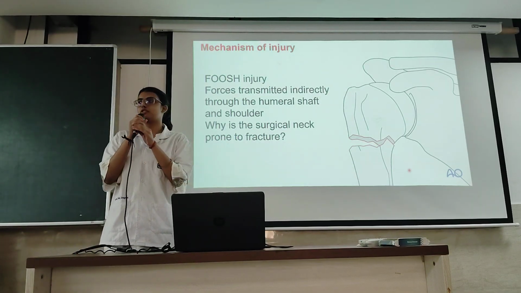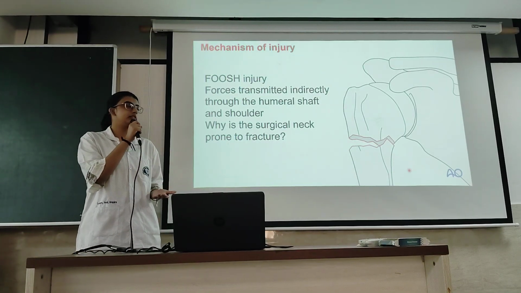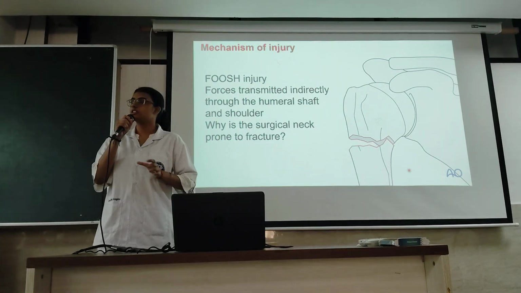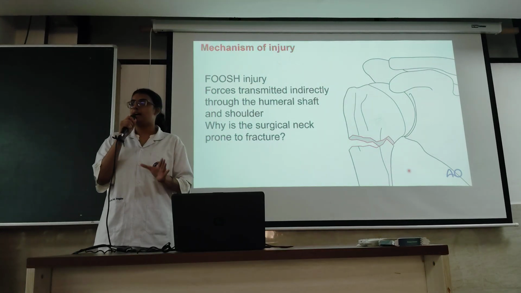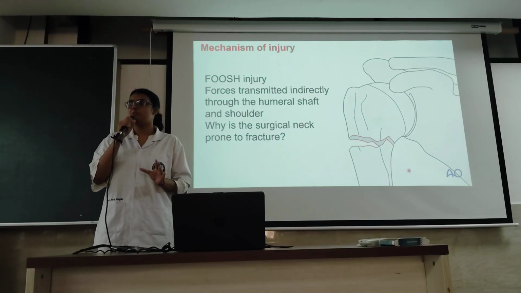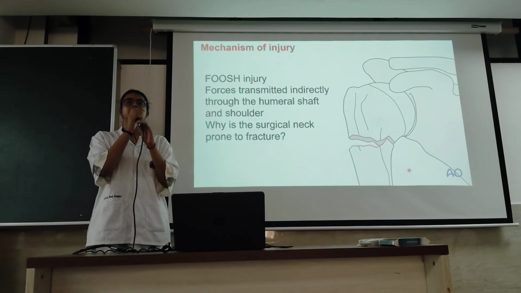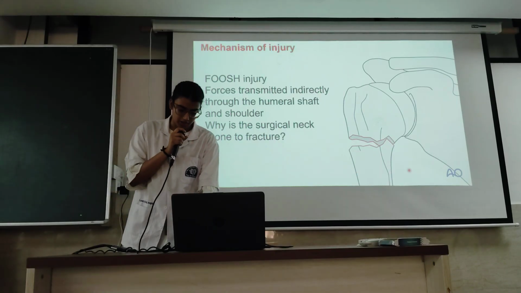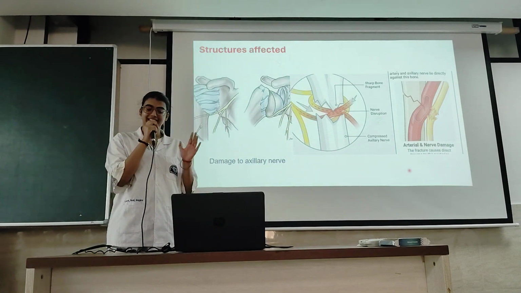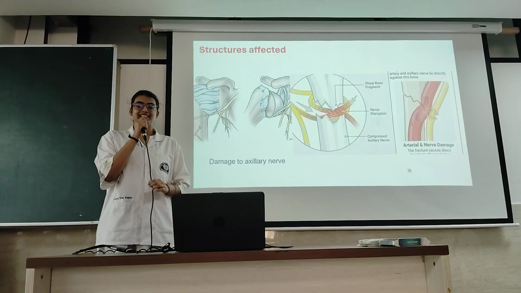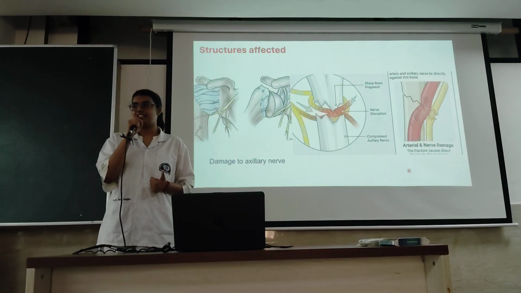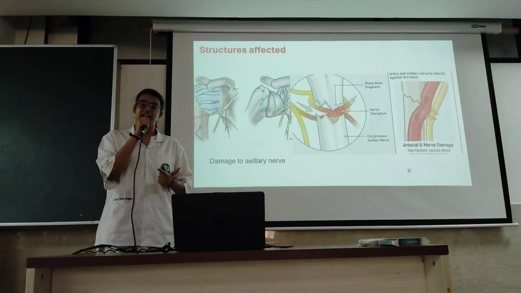So the X-ray which was presented by Ramit right now showed the fracture of the surgical neck of the humerus. But what is important to note is the fact that the damage does not merely stop at the shoulder, at the fracture of the bone itself, but rather extends to the fact that there are two very important structures which pass behind the neck of the humerus, which is the axillary nerve and the posterior humeral circumflex artery.